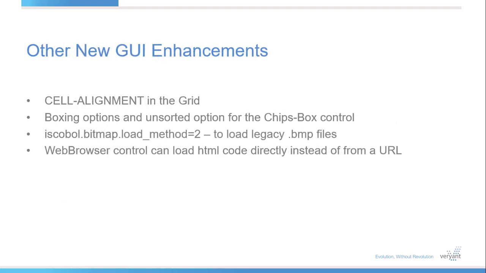In addition to the alignment property to set the alignment in every cell in a column, you can now specify the alignment in just one specific cell in a grid. The chips box was added in the last version, and now you can display it with a 3D look, or boxed, or not boxed. You can also specify that the chips in the chips box be shown in the order the program adds them, instead of automatically making them alphabetical.